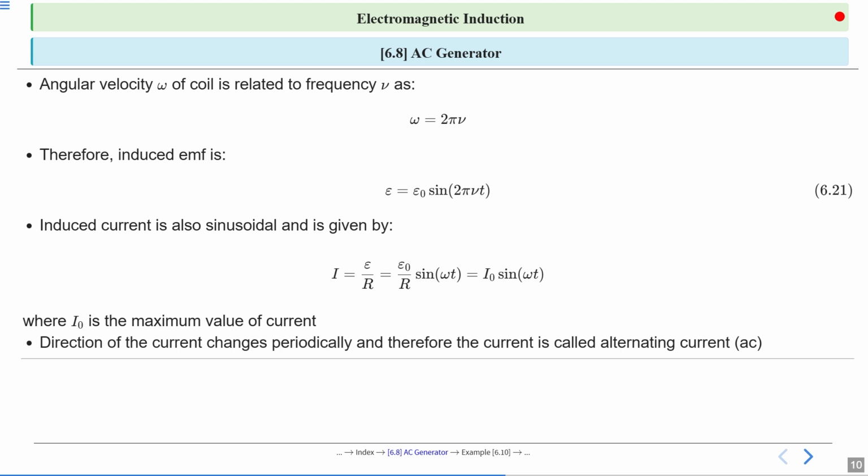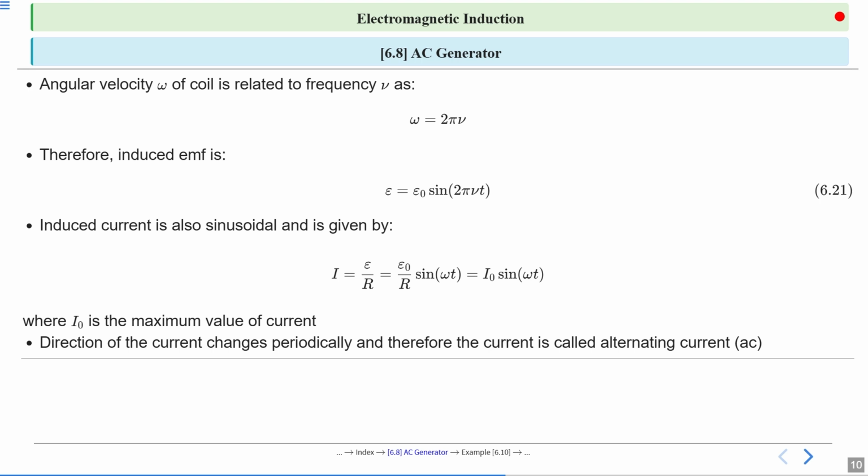The direction of current changes periodically, and therefore the current is called alternating current. What is meant by periodically? After a certain period, after a certain time, its value changes. Like the sine function, from 0 to pi is the positive cycle, and from pi to 2 pi it is the negative cycle. After completing 2 pi, it starts repeating its value again. So it is varying periodically. It is a periodic function.